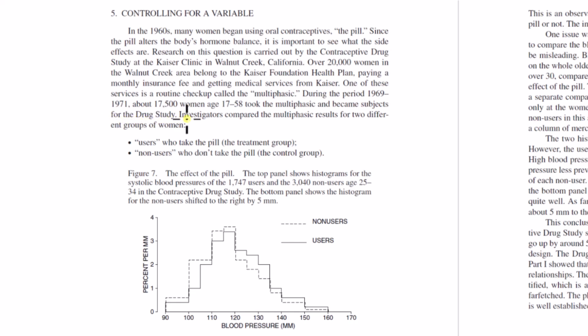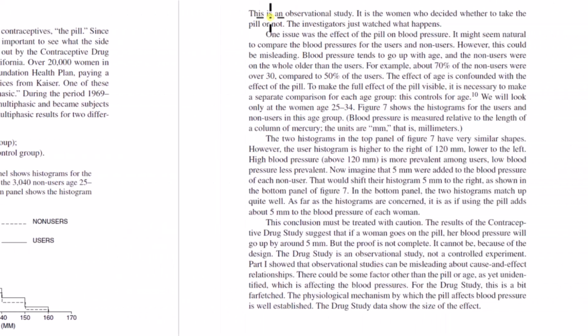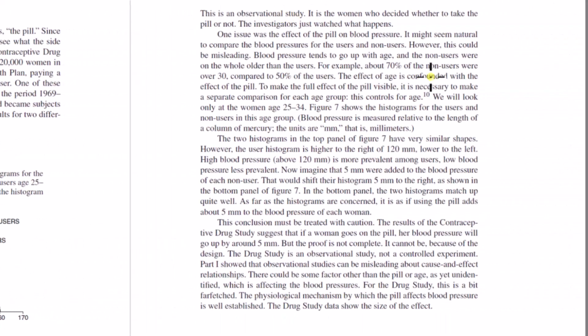the drug study. Investigators compared the multiphasic records for two different groups of women: users who took the pill, that's the treatment group, and non-users who don't take the pill, that's the control group. Okay, this is an observational study. It is the women who decided whether to take the pill or not. The investigators just watched what happens, right? So this is an observational study.